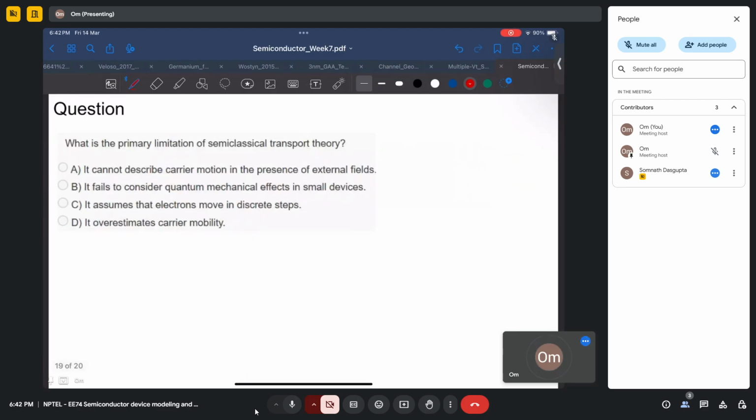Next one. What is the primary limitation of semi-classical transport theory? And what does this mean? Which effects does it fail to capture? What are the quantum mechanical effects?